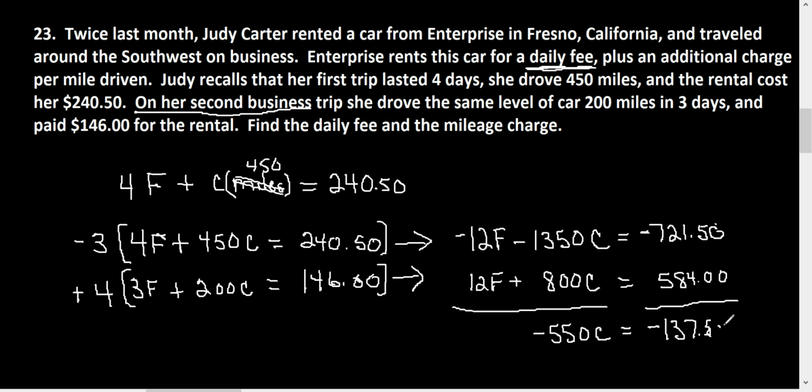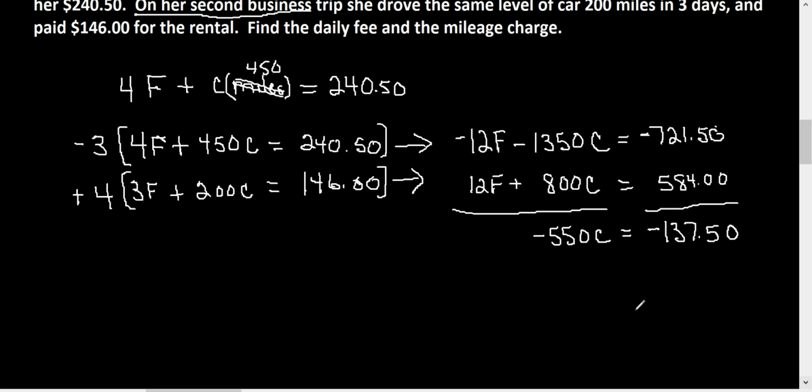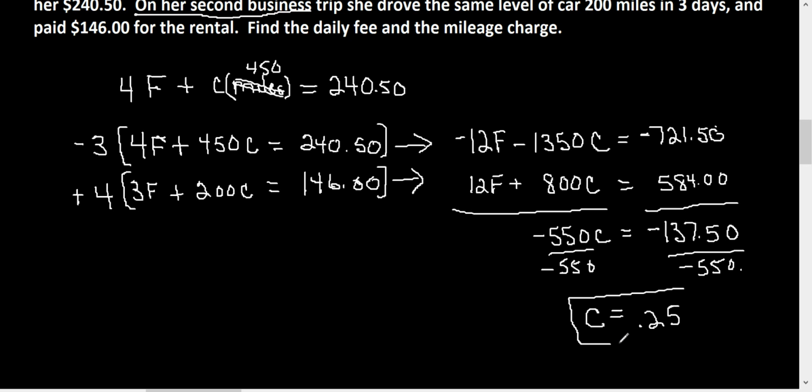What is happening here? Okay. Do that like that. There we are. So divide both sides by this negative 550. And the charge per mile is a quarter. 25 cents a mile.